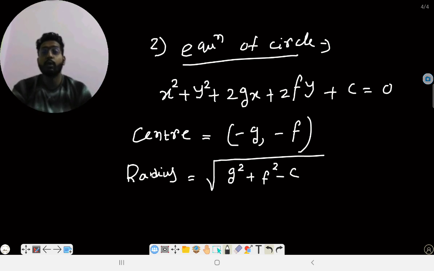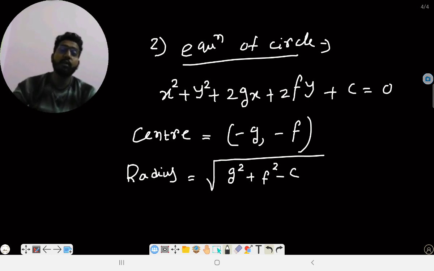This is called the general equation of the circle. The equation is x square plus y square plus 2gx plus 2fy plus c equals 0. Remember this: the center is (minus g, minus f), and the radius is root over g square plus f square minus c. So this one we have to remember.